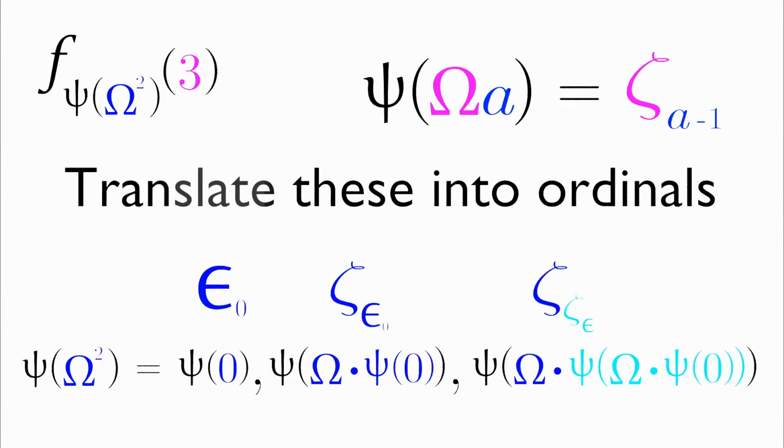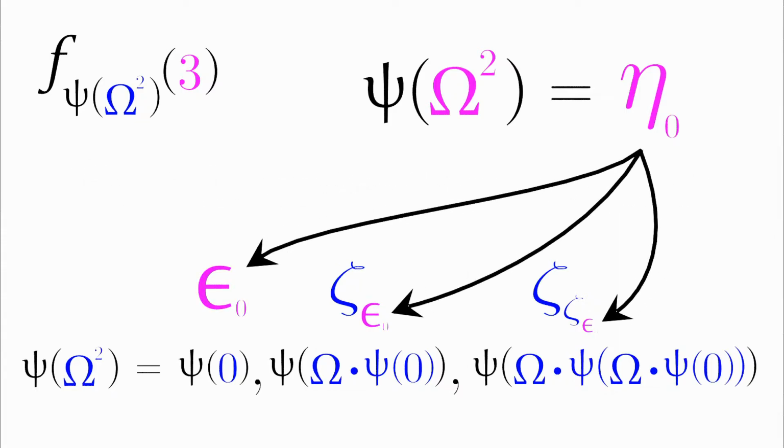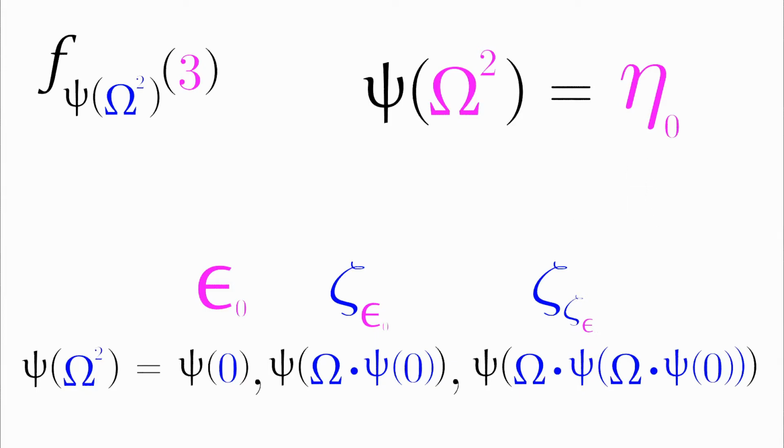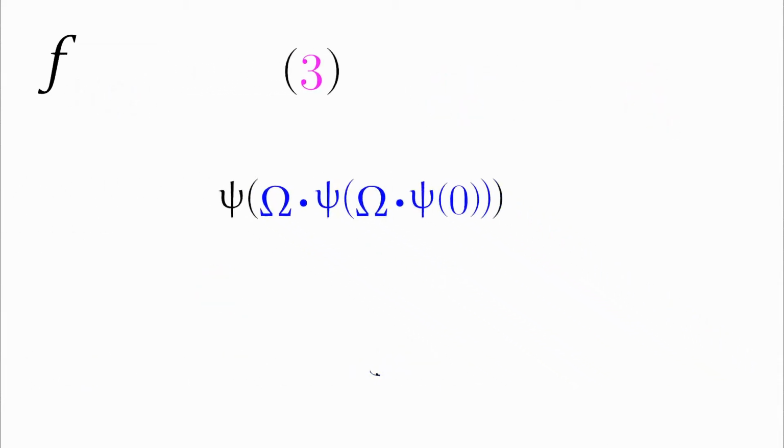In our previous video, we have known that psi omega squared is equal to eta naught. But notice that their index is epsilon naught. Psi omega squared resembles eta naught, but is not equal to eta naught. So we still have to use the respective element.